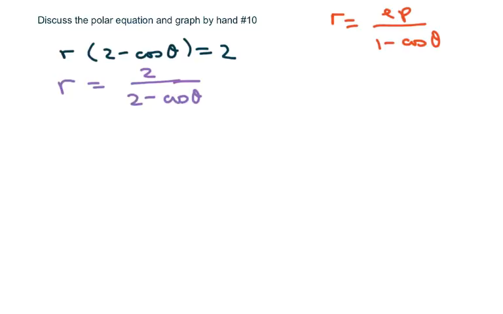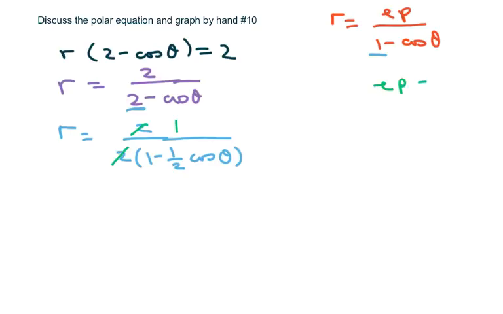The first thing we know is that this is not in proper form. So I'm going to pull out the 2 in the denominator and put this in proper form. Now if you notice here, the 2's cancel and you get 1. So there's your new equation. So ep equals 1, and your e equals 1/2. Therefore, you need your p, so we can take 1/2 times p equals 1, so p equals 2.